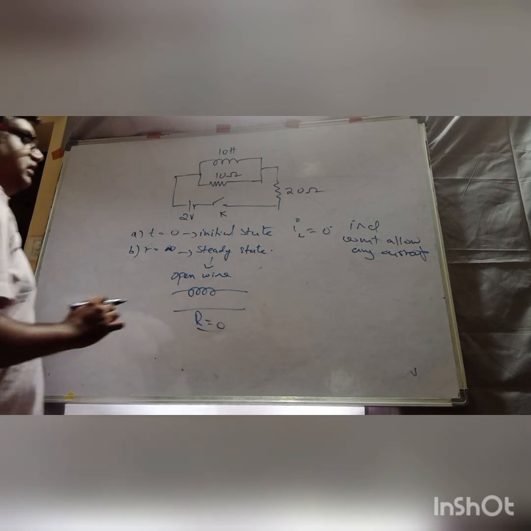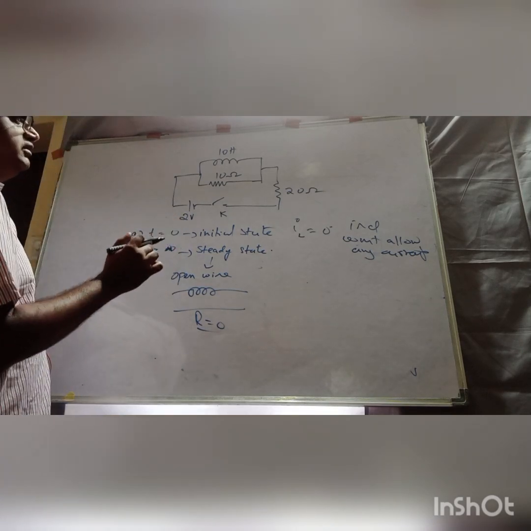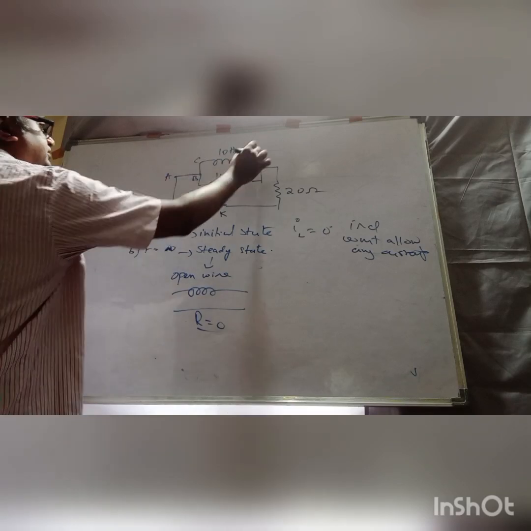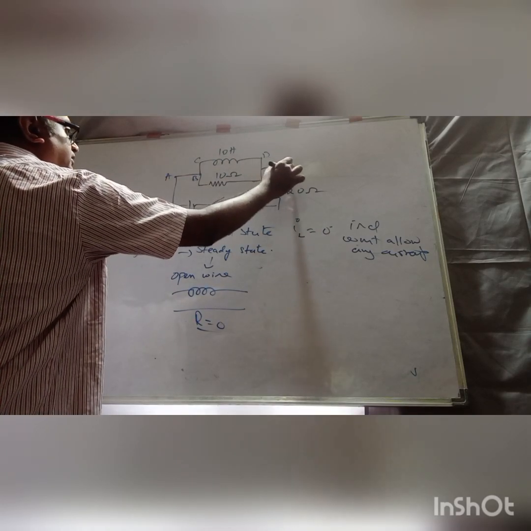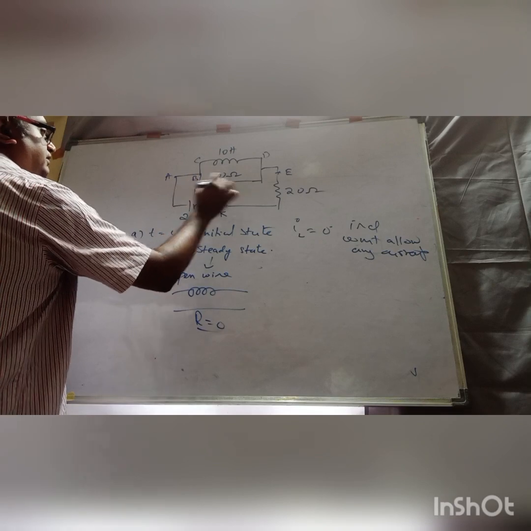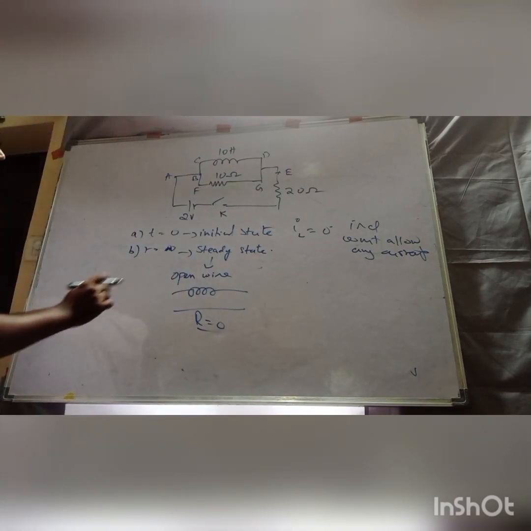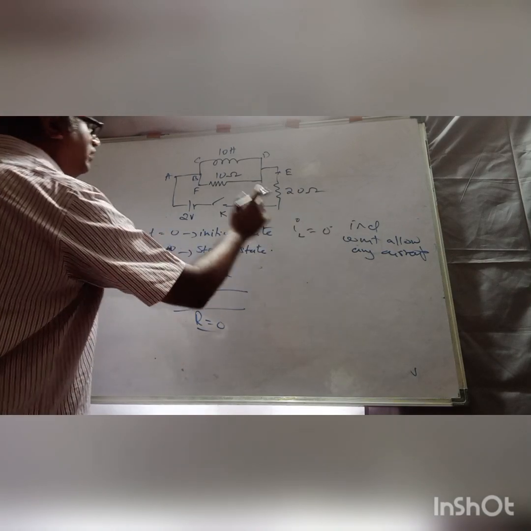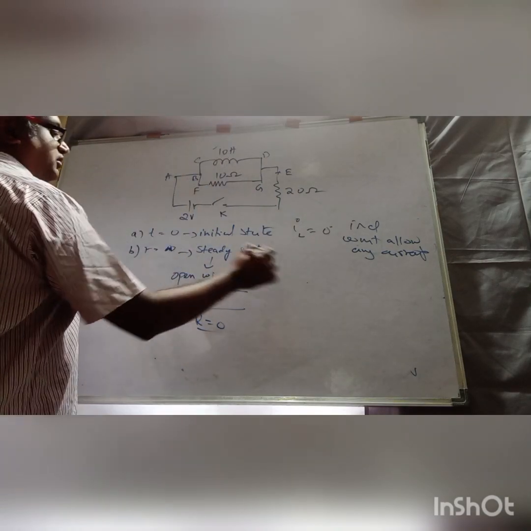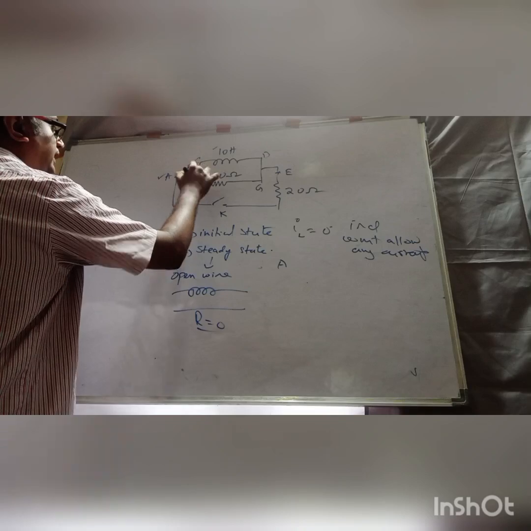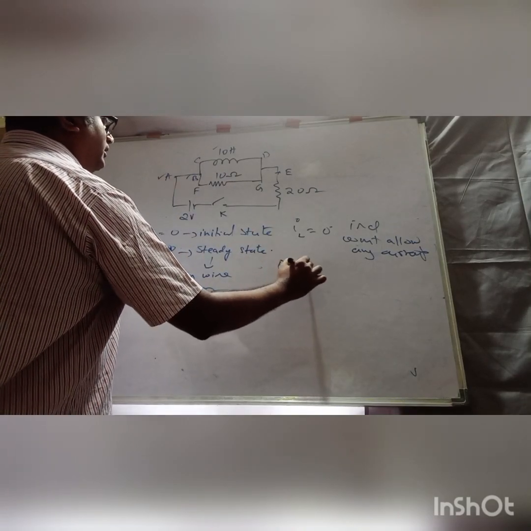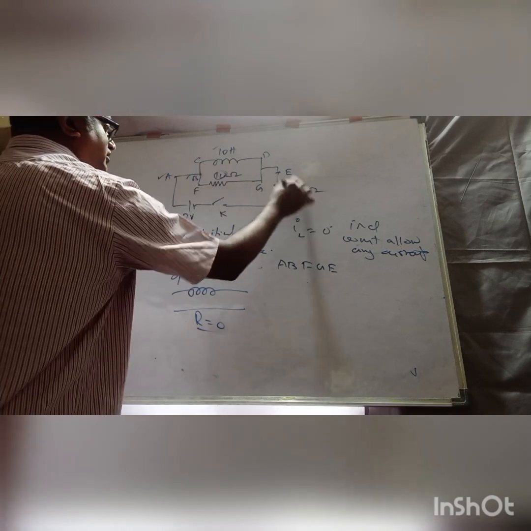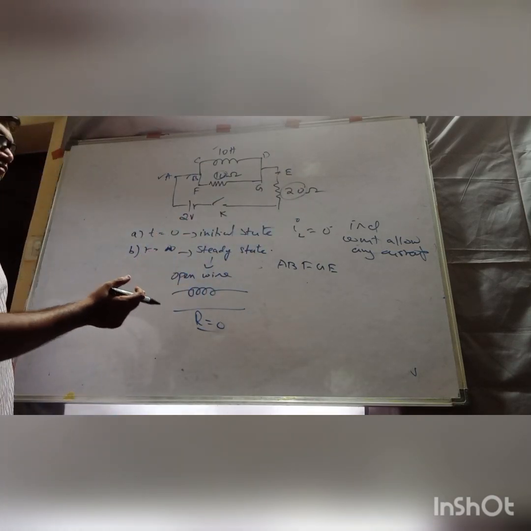So in the initial state, we have to see in which part the current is actually going. So we can put some names here, A, B, C, D. This is E and this is F, G. So in the initial state, this inductor won't allow the current. So current won't pass through this. So the path for the current would be A, B, F, G, E. So you will have this resistor and this resistor participating in the flow.